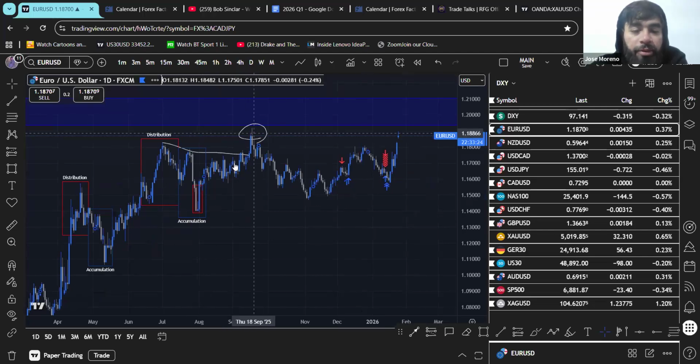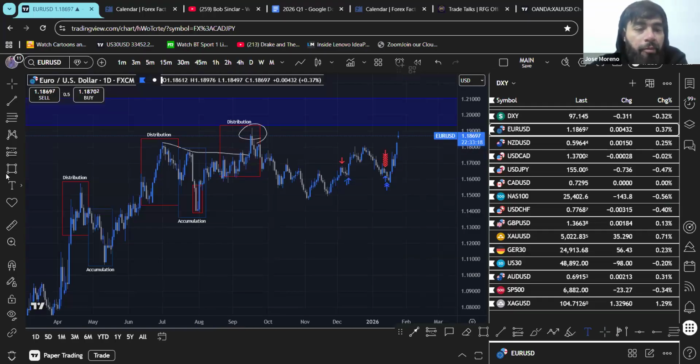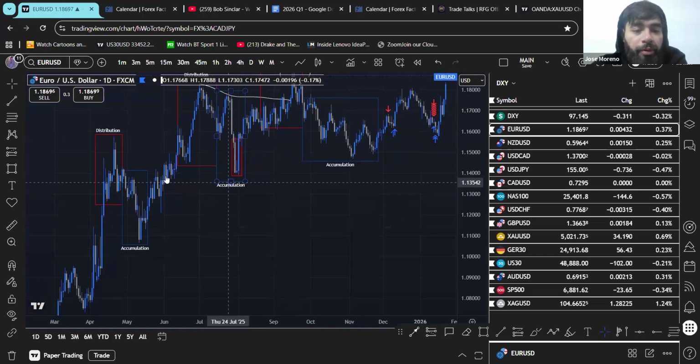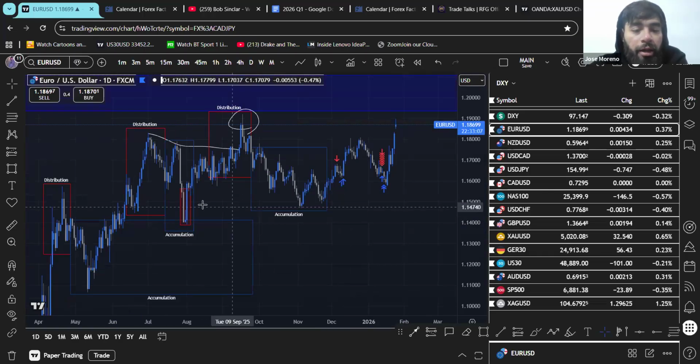And then we see the market come up and distribute. I'll probably look at the distribution like this maybe. And then we see the market come down and accumulate again here. So we're seeing the order flow really playing out. We're coming back into areas where we previously accumulated.